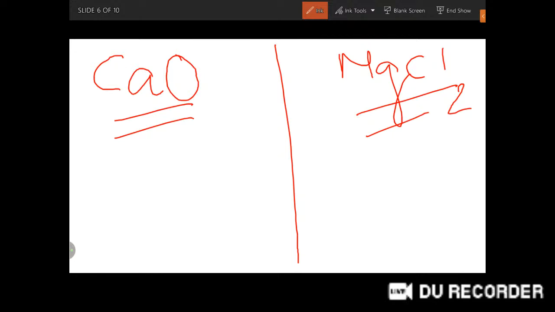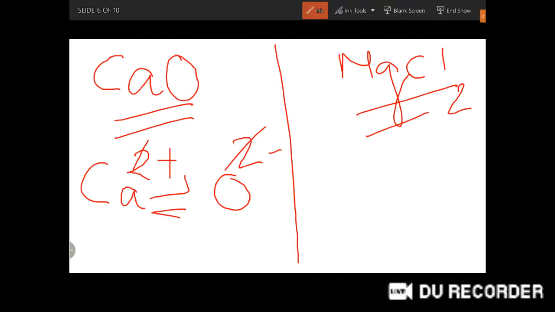Okay, first Ca I will show you. Calcium will be Ca2 plus, you can try at home, and oxygen will be O2 minus. Okay, so these 2 you can cancel, they will attract each other, so the compound will be CaO. Please practice at home.